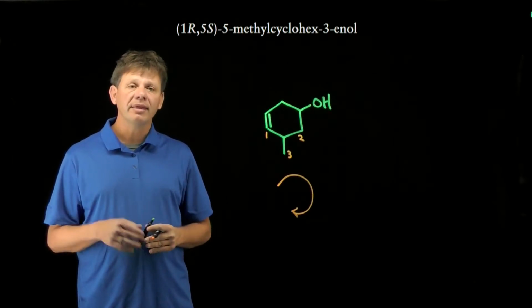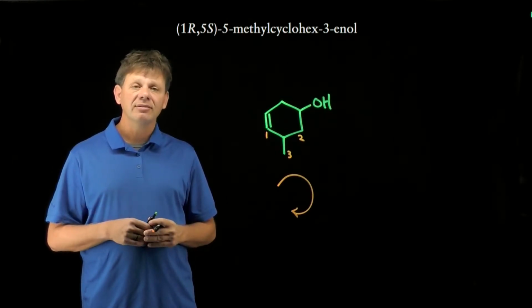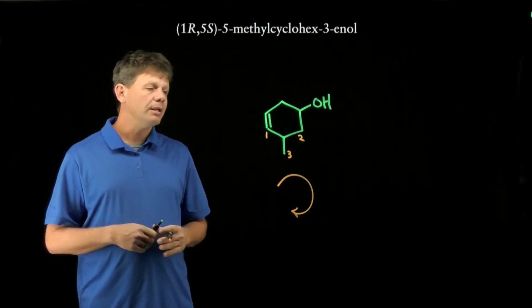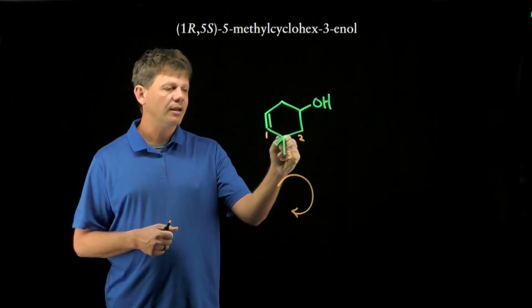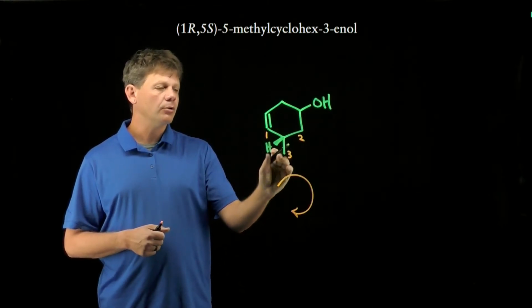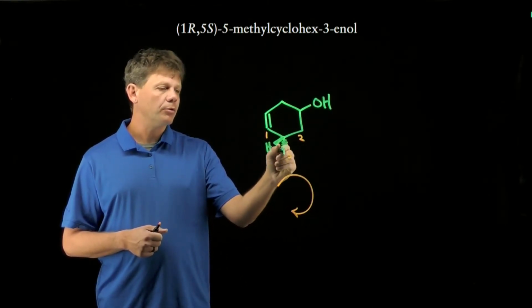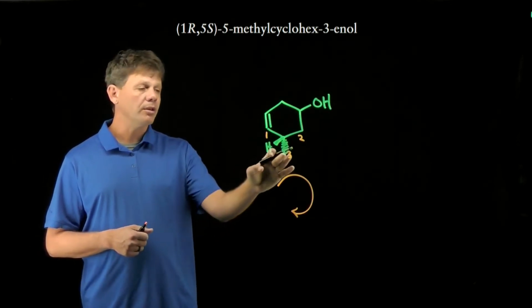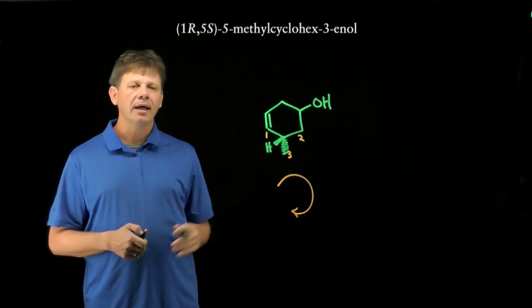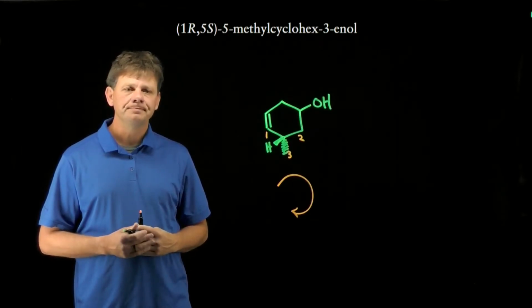And since we want this to be in the S configuration, we know that means that the hydrogen must be coming towards us. And so we can modify this by drawing in the hydrogen coming towards us, and we can make our methyl group a dashed bond. We'll redraw it in just a second. But we know that that methyl group must be going back, the hydrogen must be coming forward.